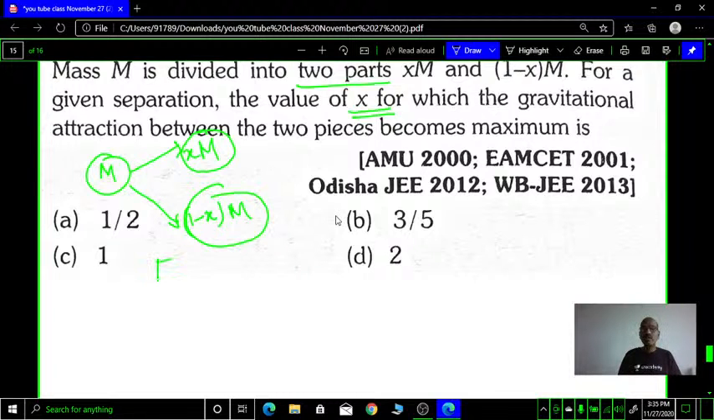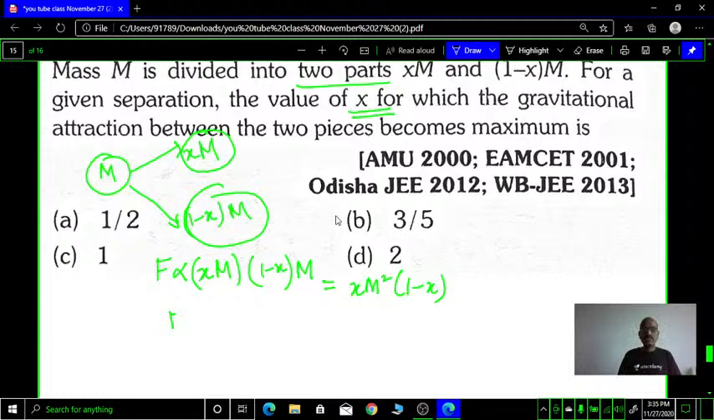Now according to Newton's universal gravitational law, F is proportional to m1 m2. m1 is xm into m2, 1 minus x into m. Now what will we get? Multiplying m inside, you will get xm square, take it out, 1 minus x, you will get this, m multiplied by x, all multiplied, you will get this.